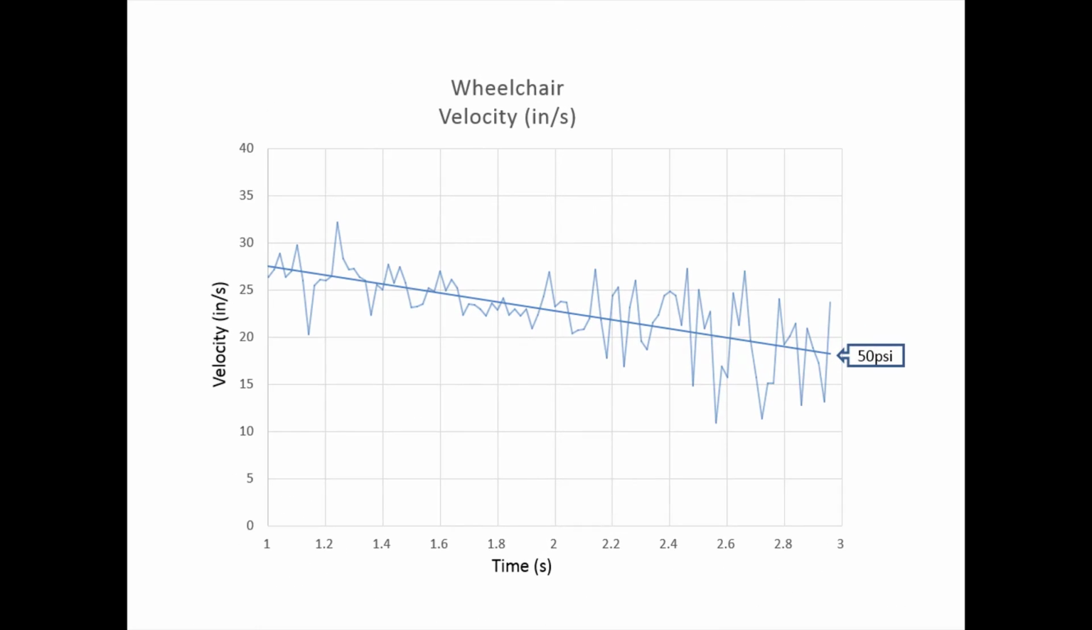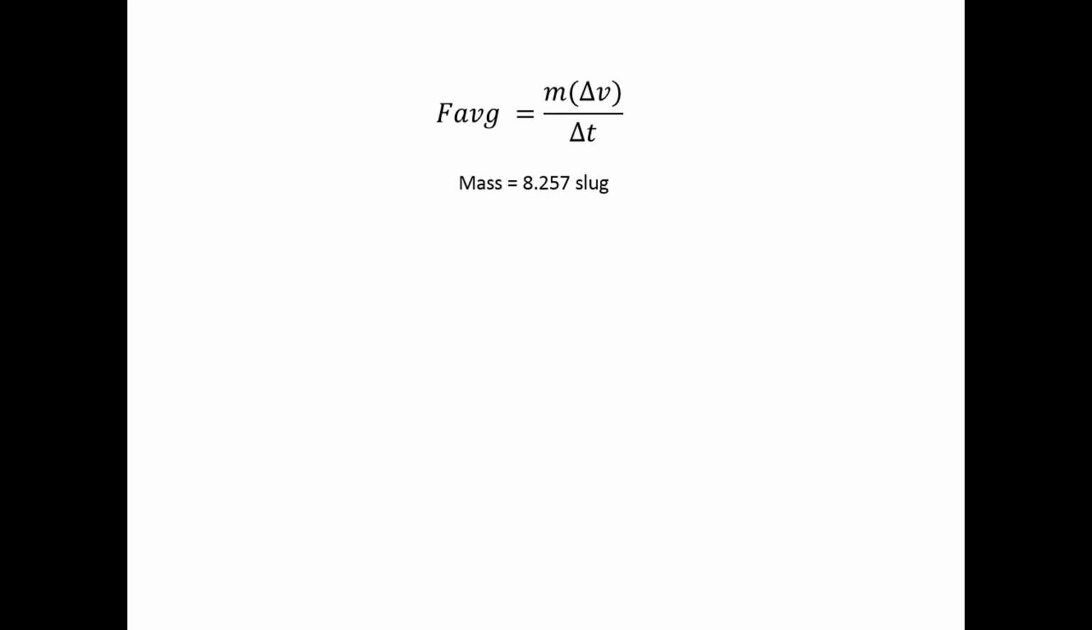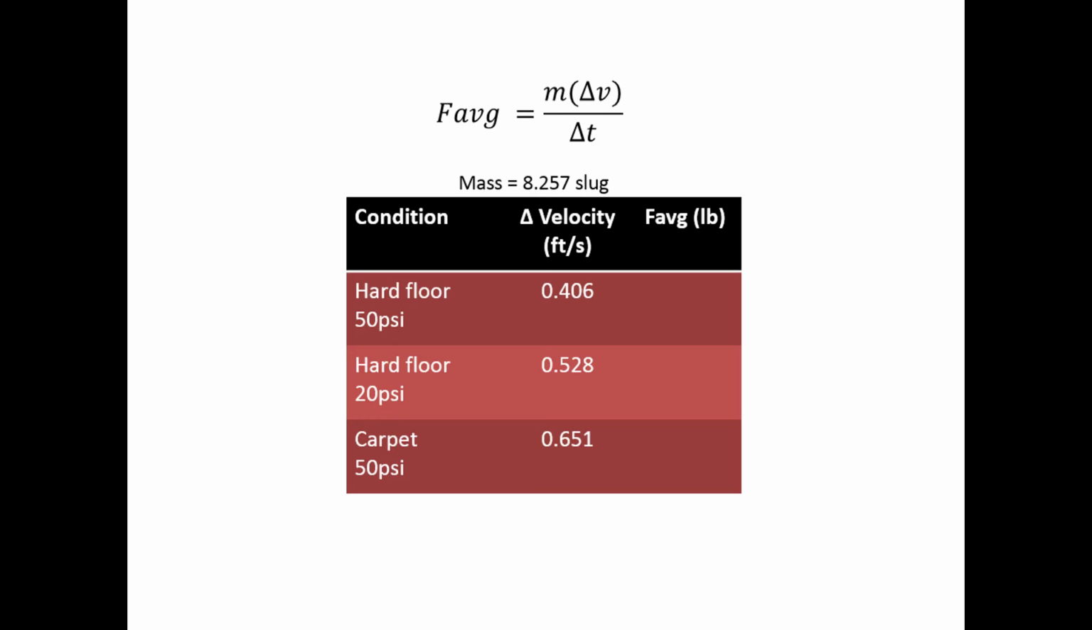After the tests, we looked at the velocity graphs. The rolling resistance was obvious. Here's the velocity of the wheelchair with the full air pressure in the tires, shown over a period of 1 to 3 seconds. With tire pressure lowered to 20 psi, the velocity decreases more quickly. And on carpeting, the velocity decreases even more quickly, though the tires are full. Using the impulse momentum principle and the trend line for the velocity readings, we find the amount the velocity changes in 1 second for each condition.